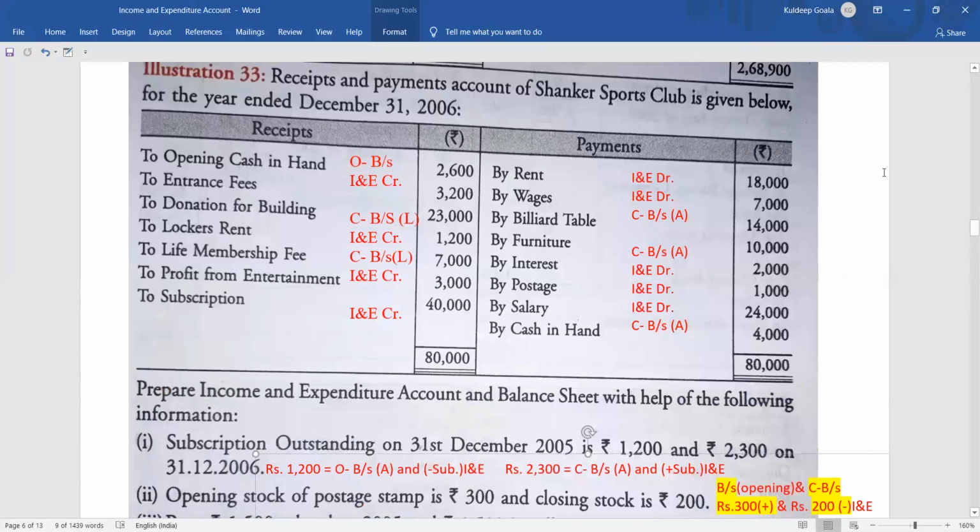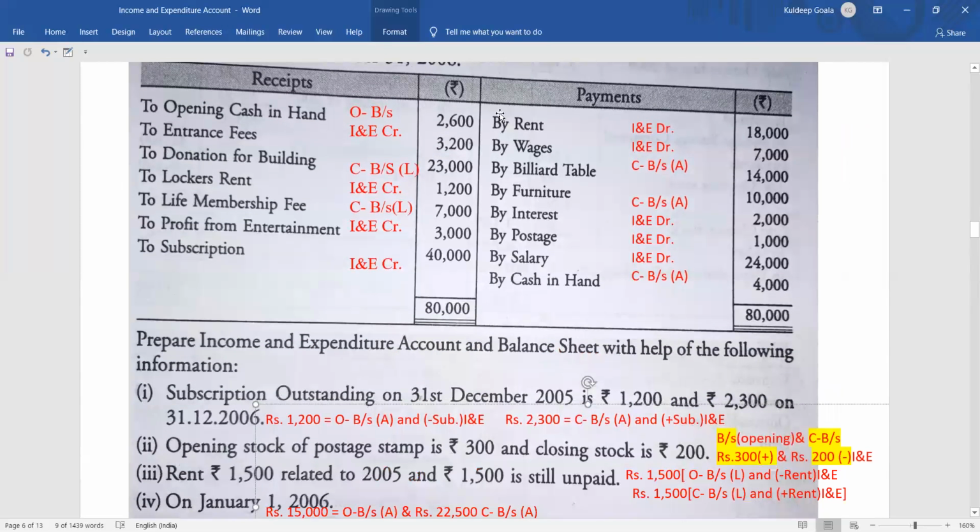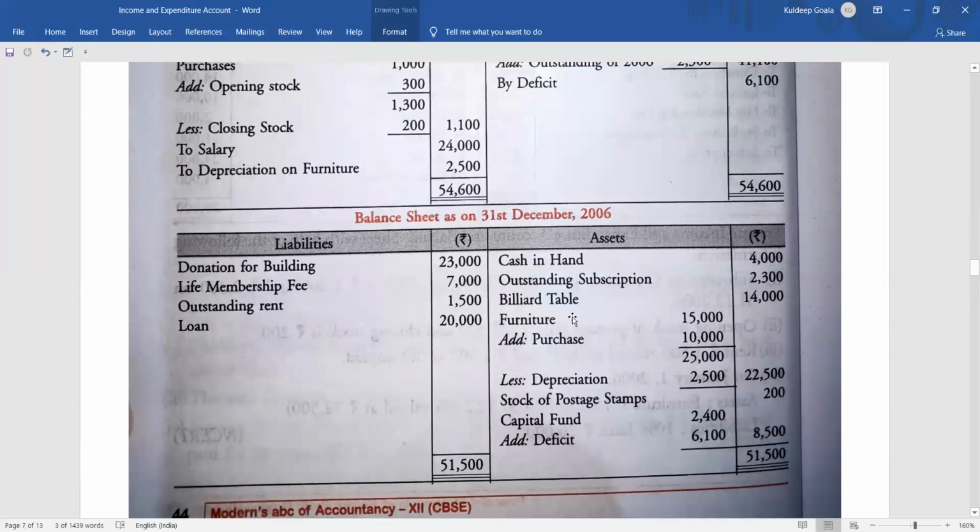Let's see what is in the asset side. Okay, in the asset side, what do we have? Let's see, closing balance sheet asset side. Billiard table is there. How much? 14,000 rupees. So this 14,000 rupees will come in the closing balance sheet asset side. Okay, billiard table, 14,000 rupees. Now, if you maintain permanency and liquidity method, that is very, very good. So billiard table, 14,000 rupees.